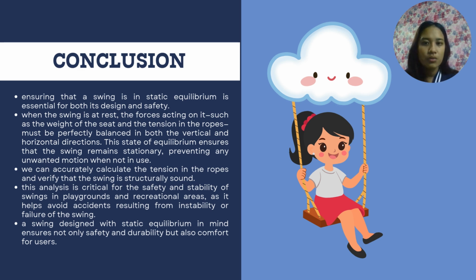We can accurately calculate the tension in the rope and verify that the swing is structurally sound. This analysis is critical for the safety and stability of the swing in playgrounds and recreational areas, as it helps avoid accidents resulting from instability or failure of the swing. A swing designed with static equilibrium in mind ensures not only safety and durability but also comfort for the user.